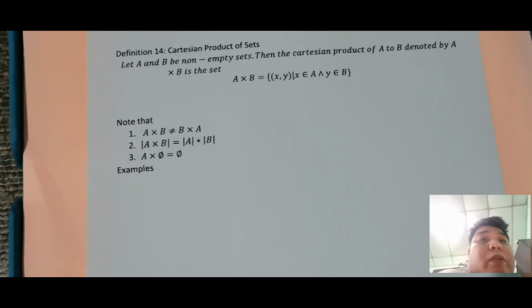Okay, so proceed tayo sa definition 14. Definition 14 is the Cartesian product of sets, or most commonly, ito ang tawag ko dito, cross product. Pwedeng cross product or Cartesian product of sets. Let A and B be non-empty sets. Tanda mo, based sa definition, non-empty silang dalawa.